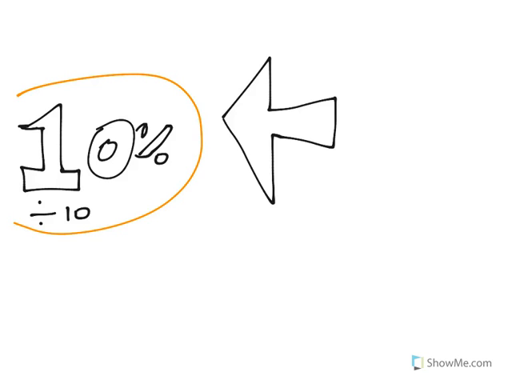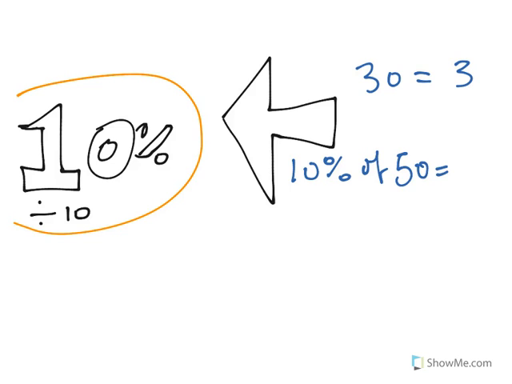Finding 10% of a number is as easy as dividing by 10, which means that you would move your digits once to the right. So, to find 10% of 30, I would divide it by 10, and I would be left with 3. If I was to find 10% of 50, I would again divide it by 10, and I would have 5. And 10% of 180 would be 18.